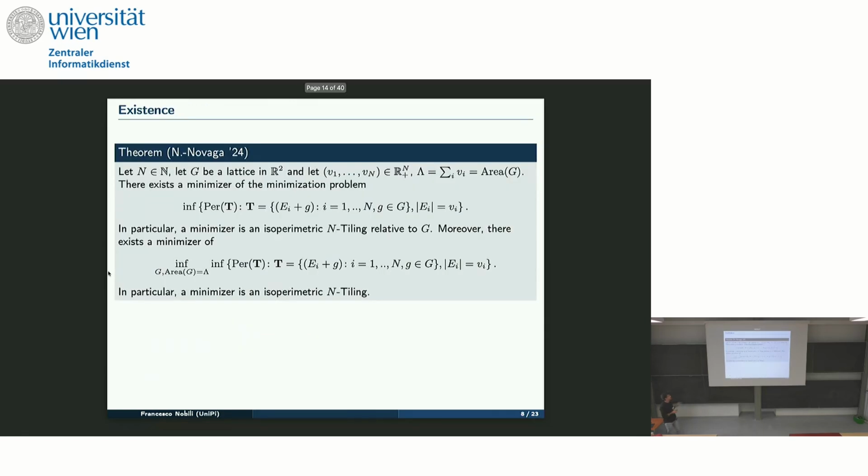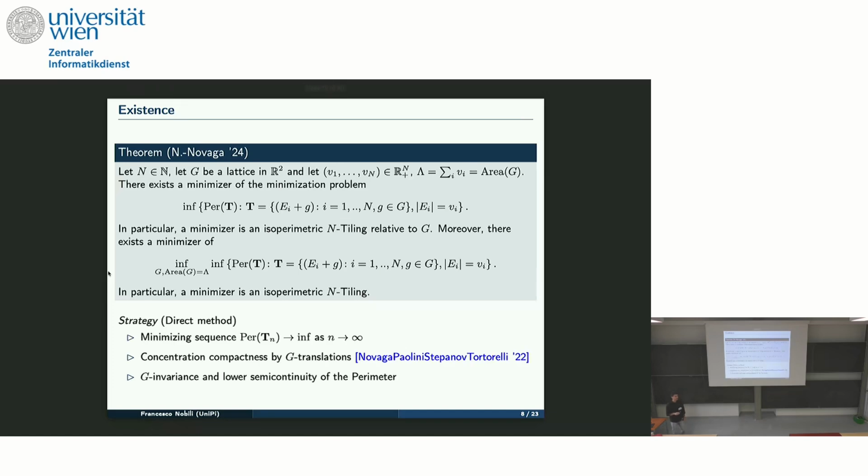The first one is about existence. So this was already commented. Just let me state the existence result in my notation. You fix the lattice G, the vectors V1, ..., Vn, the areas, and you minimize the perimeter functional among all these kinds of tiling configurations. In particular, a minimizer exists and is isoperimetric relative to G in the sense of the definition that I gave. And of course, you can also minimize among all lattices with prescribed area. And it will be just called, as I said, an isoperimetric N-tiling.